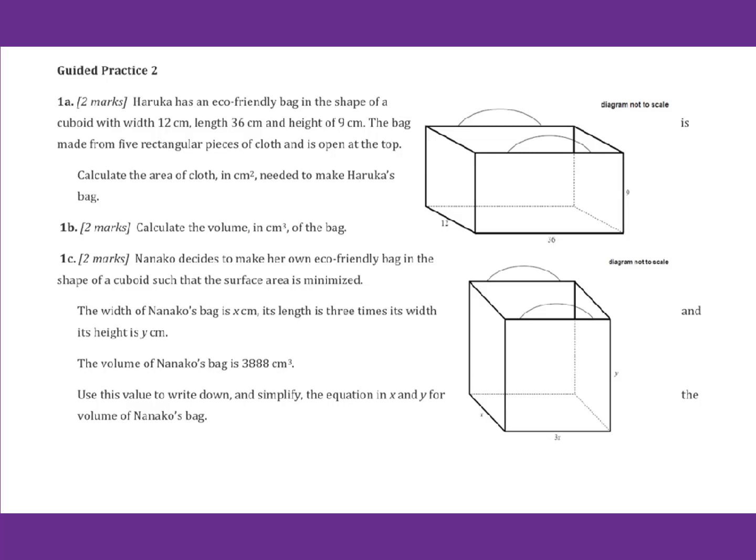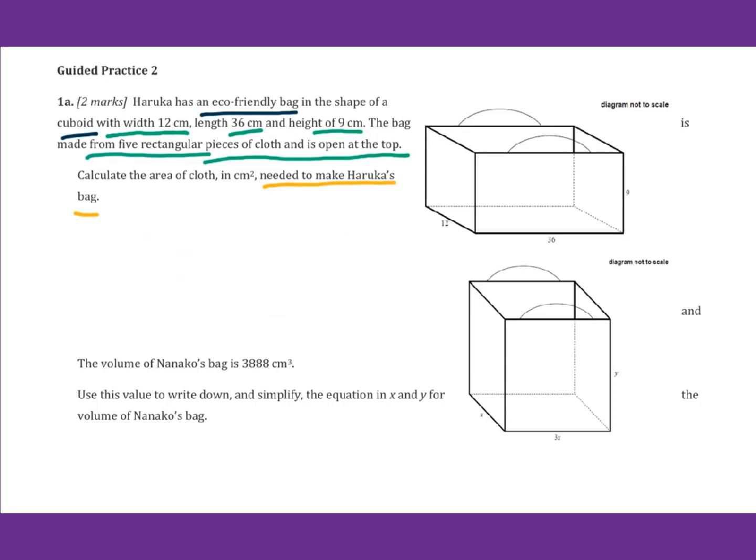Haruka has an eco-friendly bag in the shape of a cuboid with a width 12 centimeters, length 36 centimeters, and height of 9 centimeters. The bag is made from 5 rectangular pieces of cloth, and it's open at the top. Calculate the area of cloth in centimeters squared needed to make Haruka's bag.